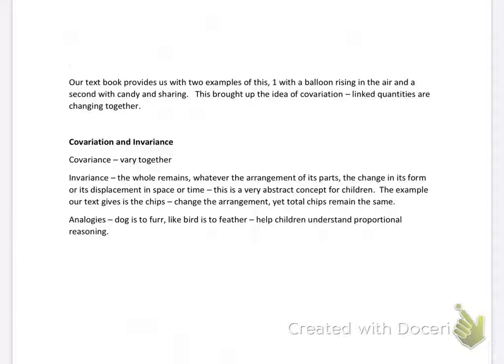All right, so covariation and invariance. Covariance is when two things change together. Invariance is when the whole remains and maybe you rearrange the parts differently, but the whole remains unchanged. And the example they give us in the textbook is those little playing chips. And then another good word is analogies. So dog is to fur like bird is to feather. And these analogies help children understand proportional reasoning as well. Okay, so you're introducing this idea of proportional reasoning on many, many fronts.